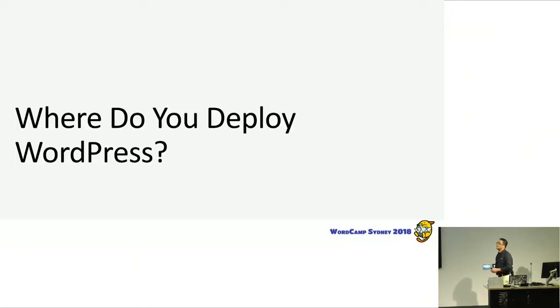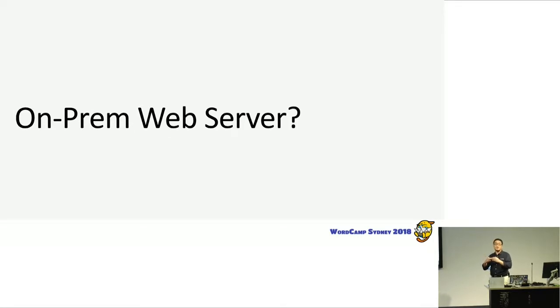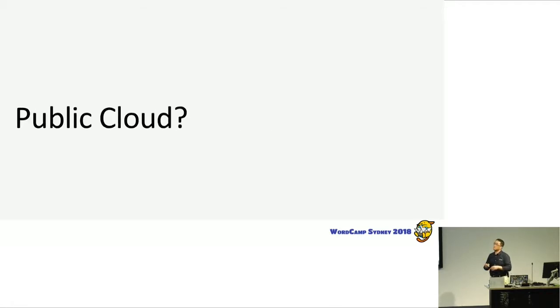Before starting, I'd like to ask a few questions. Where do you deploy your WordPress website, for your personal purpose or work purpose? Anyone using a web hosting company like GoDaddy, HostGator or Bluehost? Okay. What about a web server on-prem behind the firewall for your corporate use? Okay. What about a public cloud, such as AWS, Google, or Azure? No one. I knew it. So Azure is not that popular. How interesting.